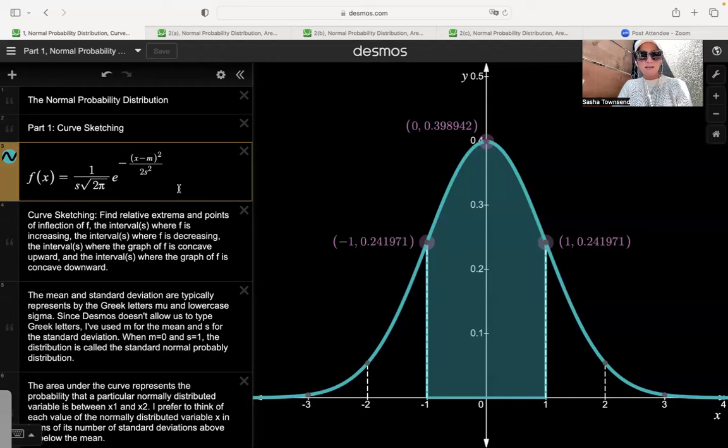So this is the formula. Now, because Desmos does not allow us to type Greek letters, I'm using M for the mean and S for the standard deviation.